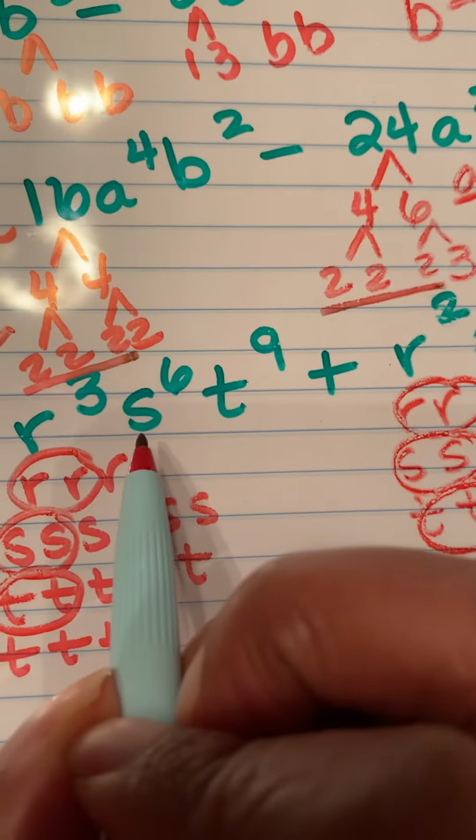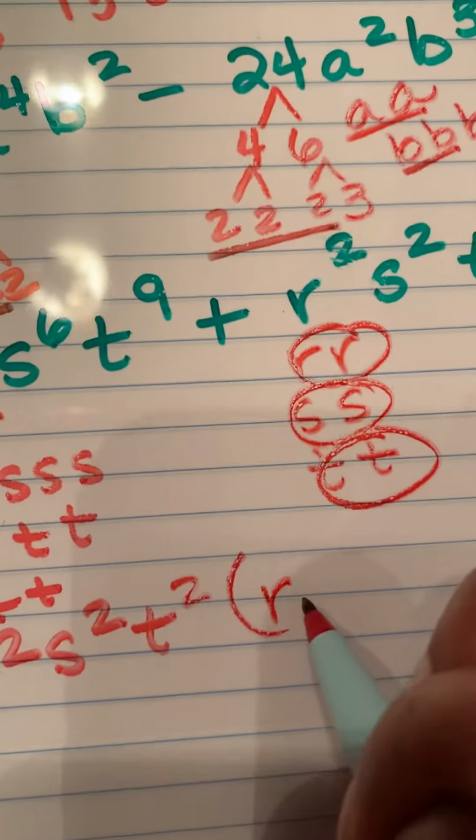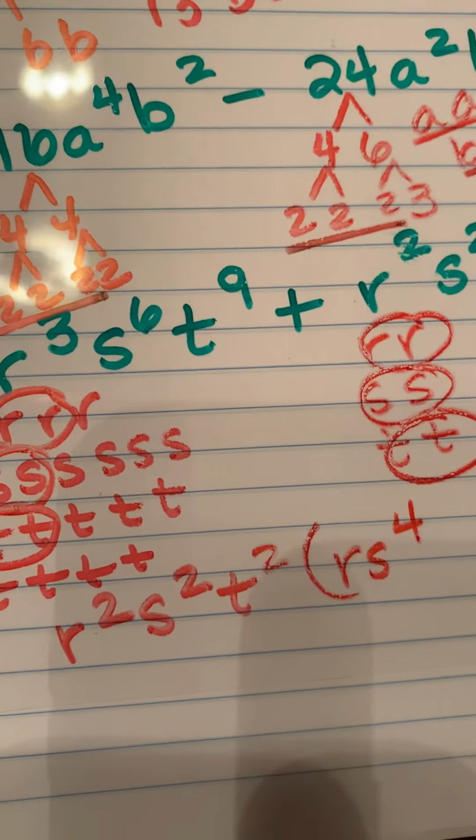All right, I need 6 s's. How many do I have? You only have 2 here. So how many do you need? You need 4 more to make that complete. So we're just adding. That's it.